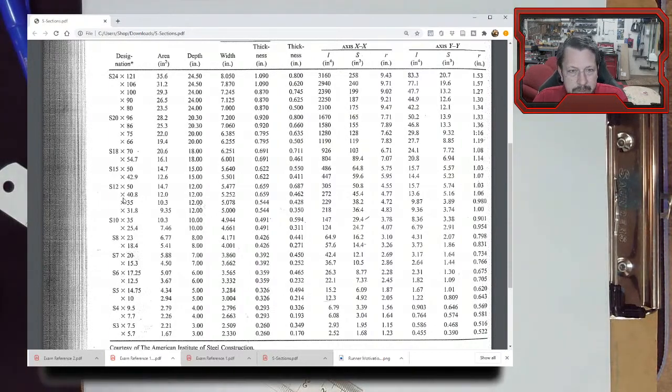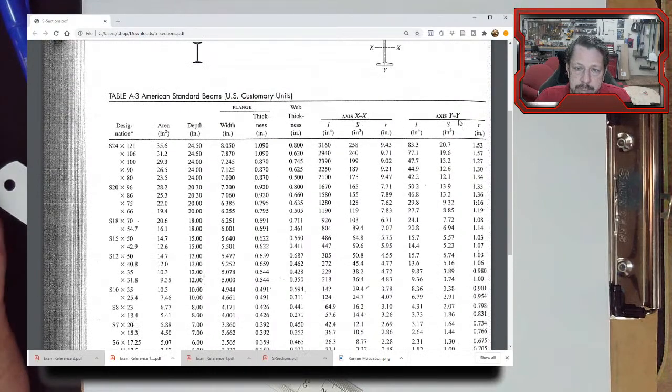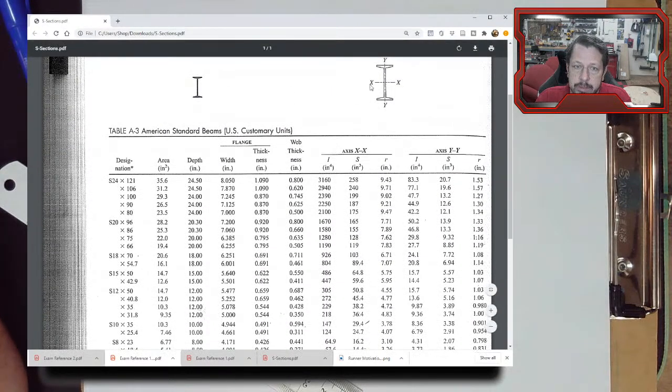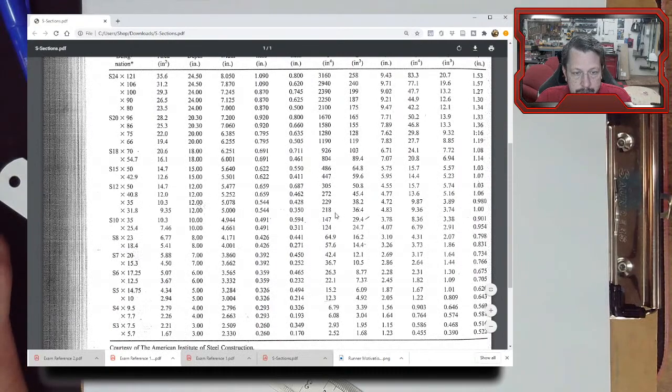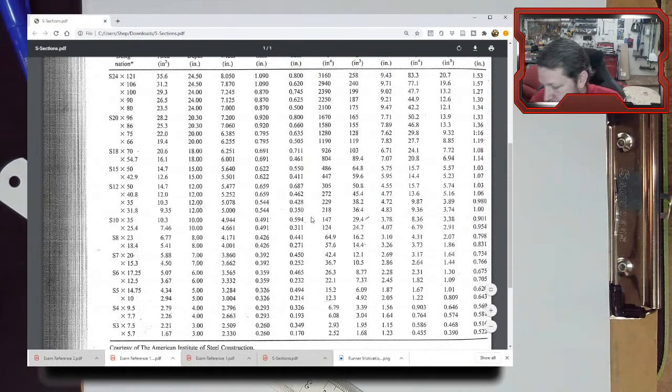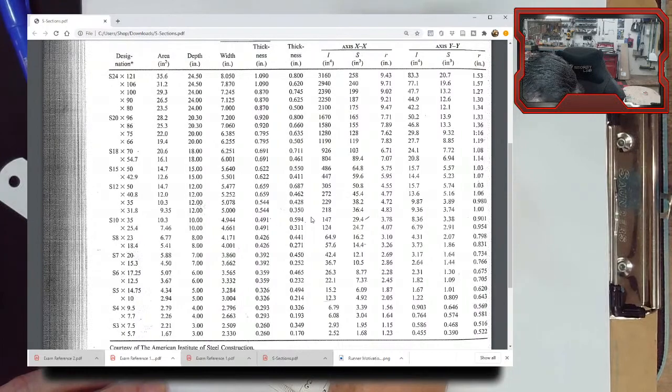So we need our moment of inertia. There are 2 options, the XX option and the YY option. We're going to load this beam perpendicular to the XX axis. That means the loads would be on top of this flange, basically pushing down. And the S10 by 35 moment of inertia is 147. Those units are inches to the fourth.